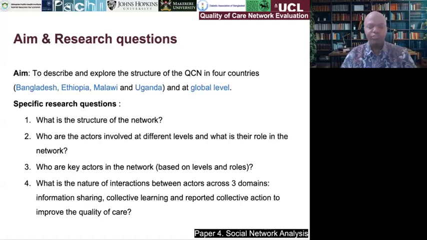So the aim of this study was to describe and explore the structure of the QCN in 4 countries: Bangladesh, Ethiopia, Malawi, and Uganda, and also at the global level. We also had to answer the following 4 questions, as you see on the screen. The first one was, what is the structure of the network? Who were the actors involved in different levels? Who were the key actors in the network based on the level and the roles? What is the nature of interaction between these actors, looking across 3 different domains, namely information sharing, collective learning, and reported collective actions? Next slide, please.